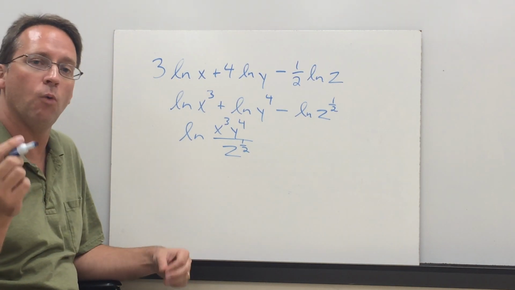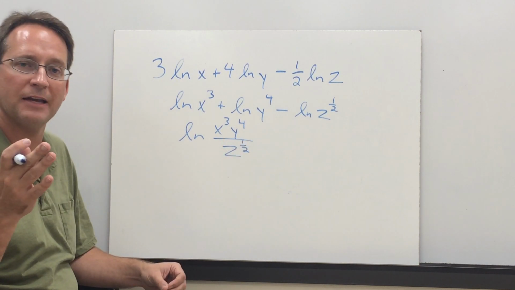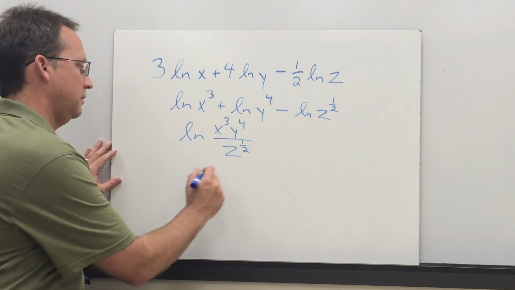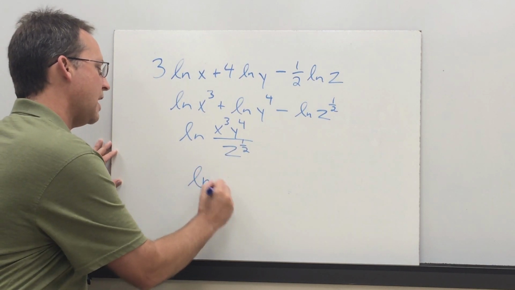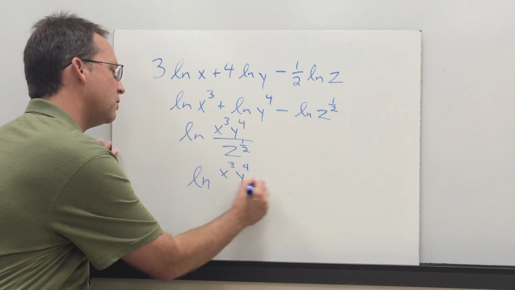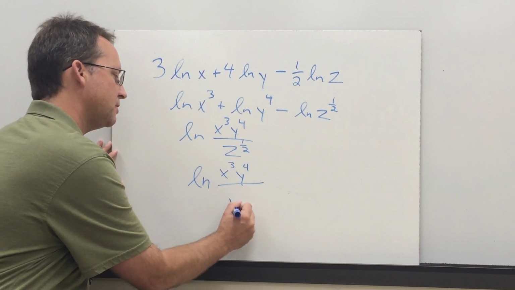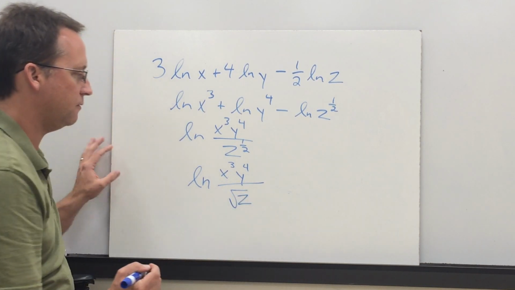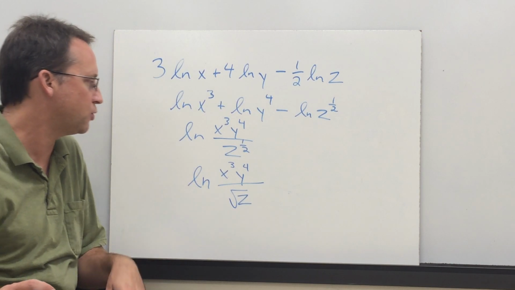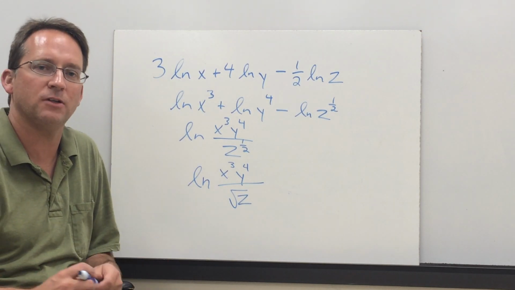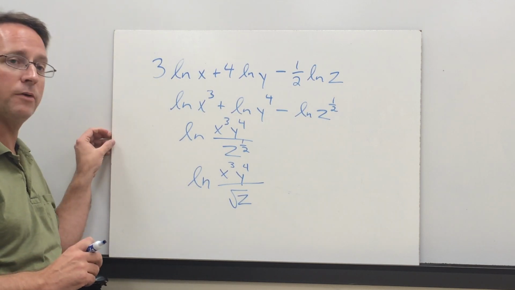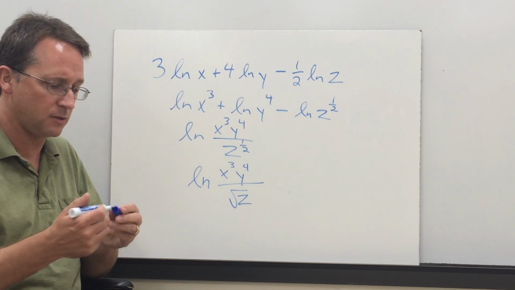A lot of times you won't want to see fractional exponents in your final answers. So if you're maybe seeing this as a multiple choice question, instead of calling this z to the 1/2, what's another way we could write z to the 1/2 power? 1/2 power is like taking a square root of z. So you're more likely to see an answer written this way in a multiple choice setting, getting rid of fractional exponents. Same with negative exponents. Right? So those are your properties of logarithms, and we will practice those in class tomorrow.